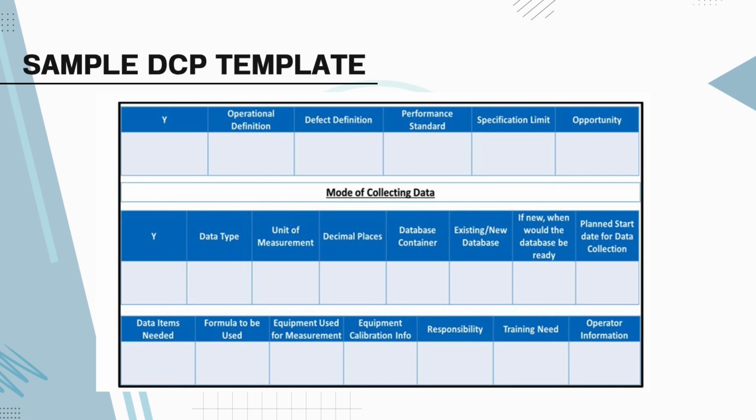Key message. This DCP template is your foundation for consistent, reliable, and bias-free data collection. Encourage participants to fill this out collaboratively with stakeholders before beginning the measure phase. A well-filled DCP improves data integrity and increases confidence in downstream analysis.